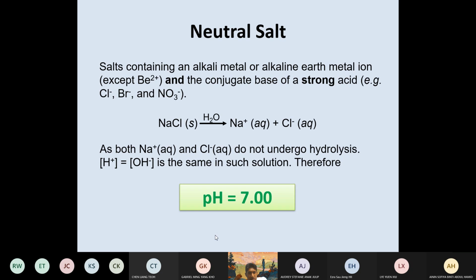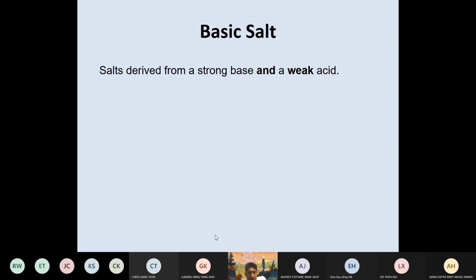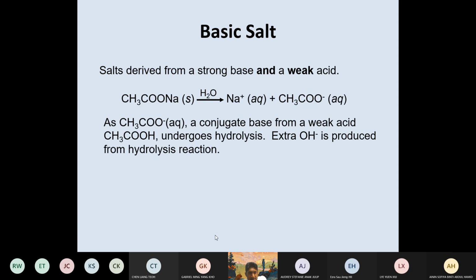And the pH of the solution will always be around 7, not exactly 7, but very close to 7. For a basic salt, it comes from a weak acid and a strong base. So the hydrolysis of the salt will make the pH more than 7, and extra hydroxide ion will be produced from the hydrolysis reaction.